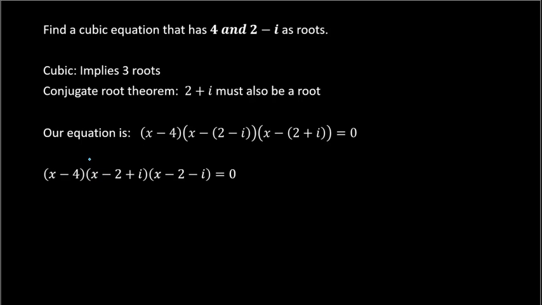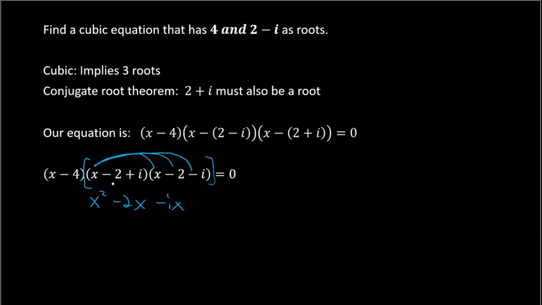So let's focus on this over here because this is going to have a lot of things cancel out for us. So when we multiply, we do the same thing we did in the last problem. The x goes to all three terms. We have x times x to get x squared. x times negative 2 is negative 2x. And x times negative i is negative ix.